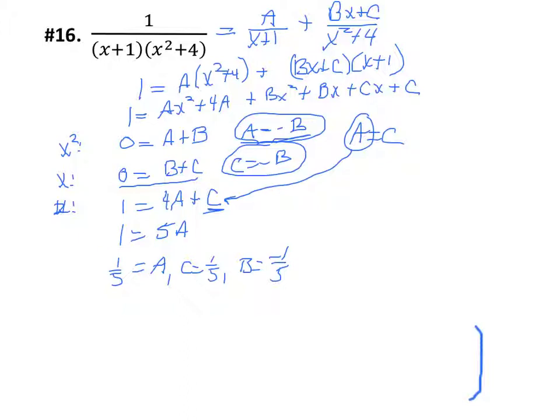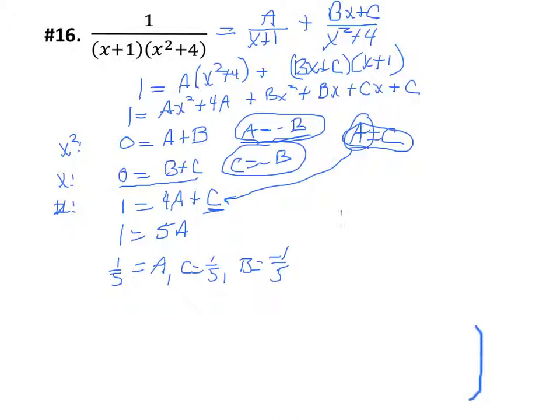Okay? Larissa, how about it? We good? You got A is 1 over 5? Okay, now, A and C are equal. So if A is 1 over 5, then C is 1 over 5. Now A is equal to negative B. So if A is 1 over 5, then B is negative 1 over 5. And we're done.